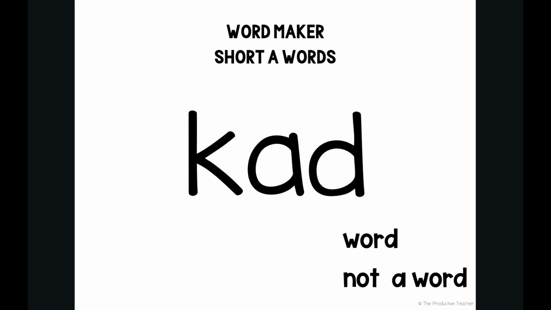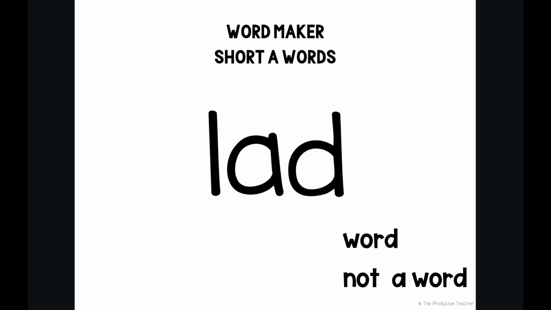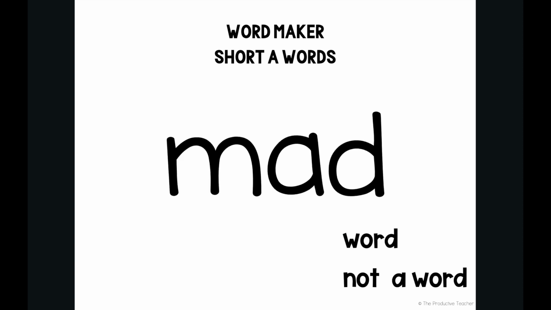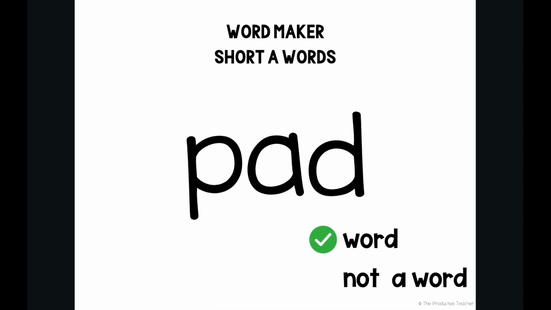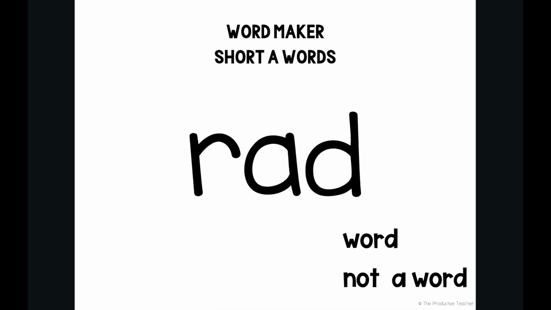Cad. Now again, we've had this with the ab word family. The K makes the K sound, but not usually before the letter A. So this cad is not a word. Lad. Lad is a word. Mad. Mad is a word. Nad. Nad is not a word. Pad. Pad is a word.